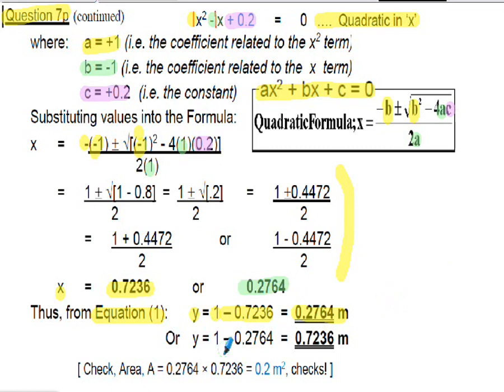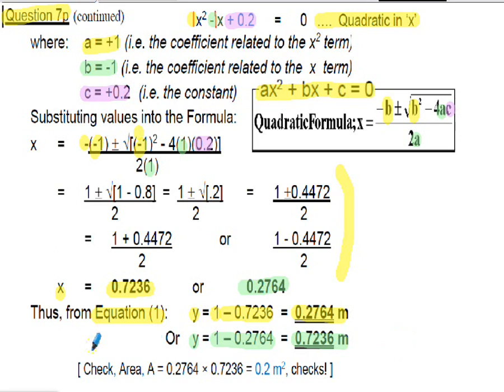Alternatively, if I use the second root and use equation 1 again, y equals 1 minus x. This time that would be y is equal to 1 minus 0.2764, and that would leave us with 0.7236 meters for the value of y. So in this case x is 0.2764 and y is 0.7236. So whichever root you use in equation 1, you will find the x and y values are essentially the same.